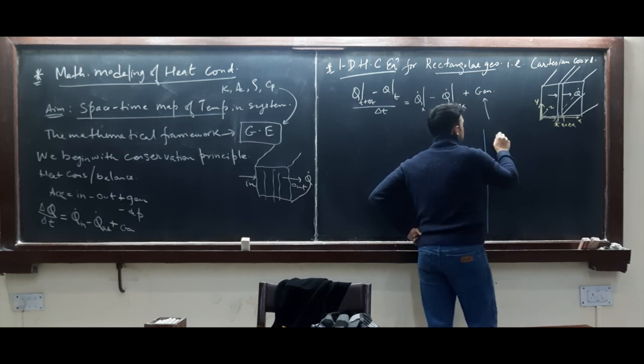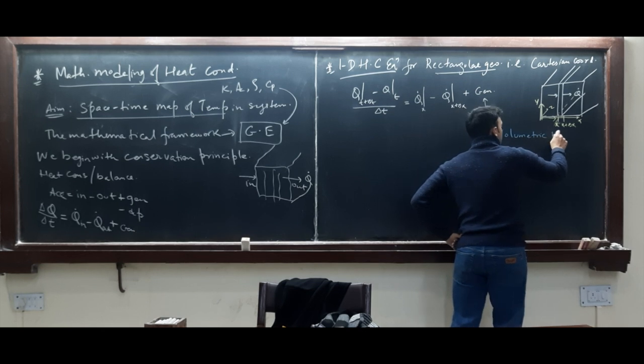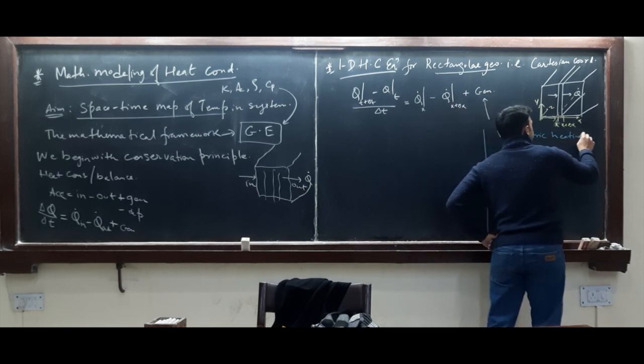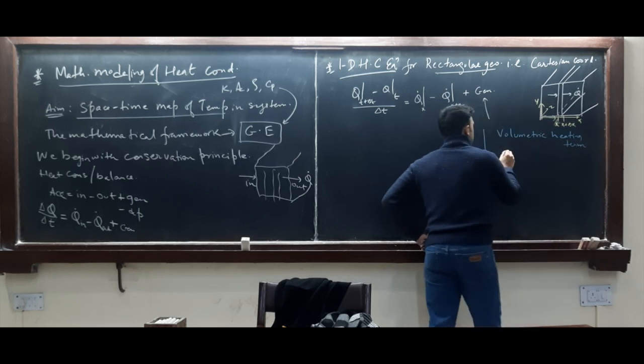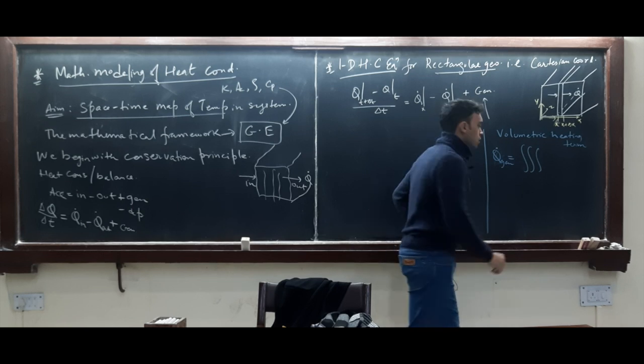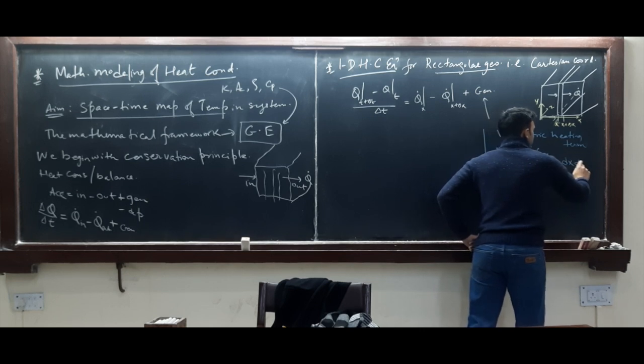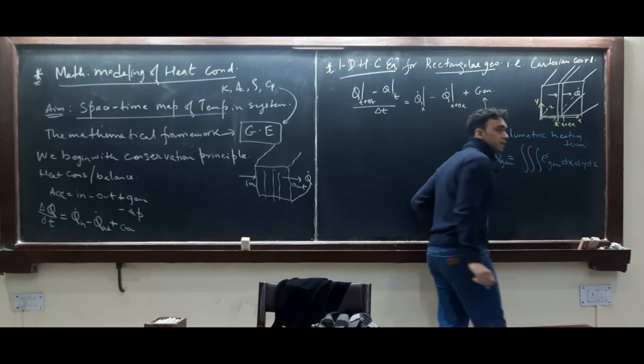A generation term is this volumetric heating term. So let's call it Q gen, and it is a volume integral of E gen, this volumetric term, dx dy dz.